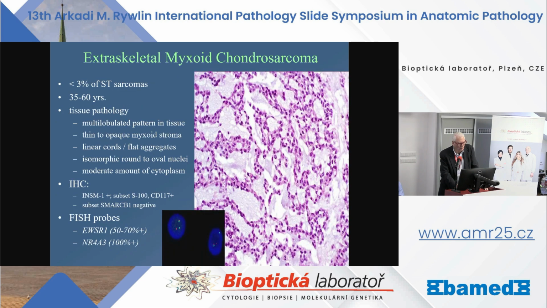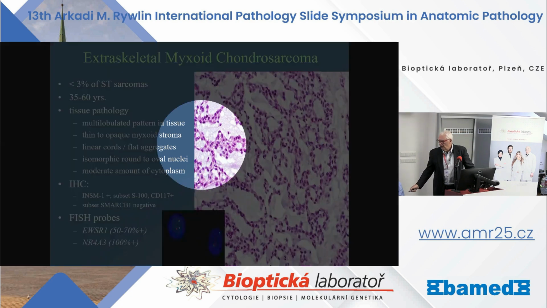Another myxoid lesion, I will quickly go through this one, EMC, extraskeletal myxoid chondrosarcoma. The name is that from Dr. Enzinger. Before him, Dr. Fred Stewart, the great Fred Stewart from Memorial Hospital, called it a chordoid sarcoma. He never believed it had anything to do with chondrosarcoma. Anyhow, this is the tissue pathology, very typical for those of you who do soft tissue on a regular basis. You can see these linear cords, isomorphic round to oval nuclei, and a thin to sometimes opaque amount of myxoid stroma.